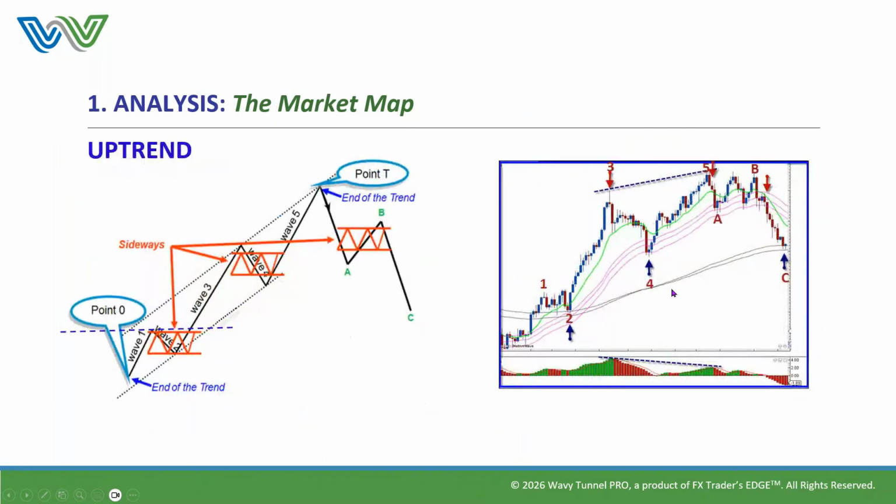So up until now, we've been looking at this market map, the complete market cycle described by Elliott wave. The challenge for traders is that waves are often difficult to see in real time, which is why the wavy tunnel comes in.